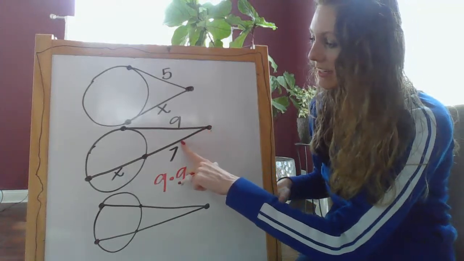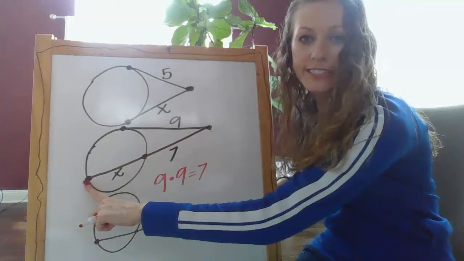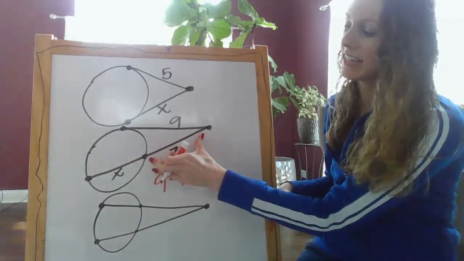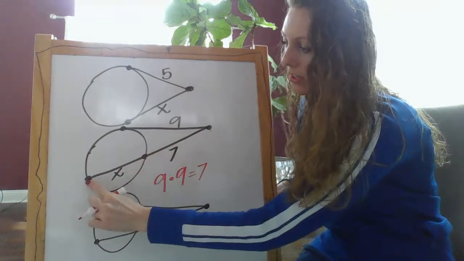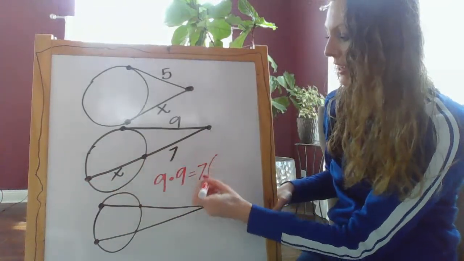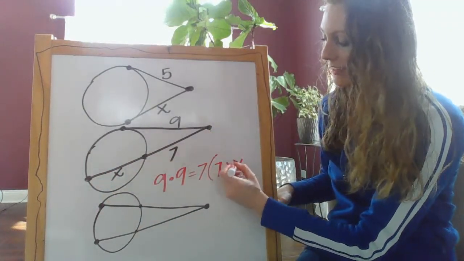And then it's going to have to extend all the way until we go through the circle and hit the other side. So the whole length is the outside part plus the chord. Notice the chord goes all the way to the edge of the circle. So 7 times, and then the whole length is going to be that 7 plus x.